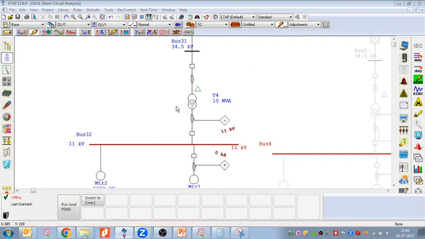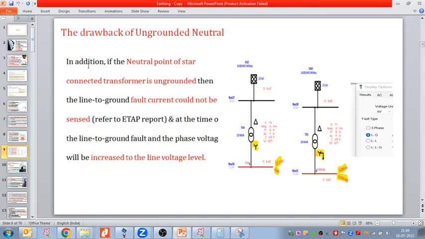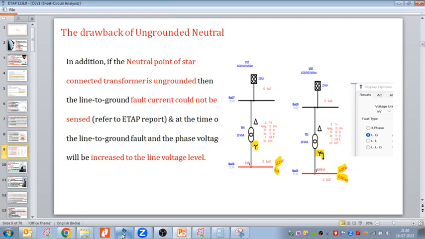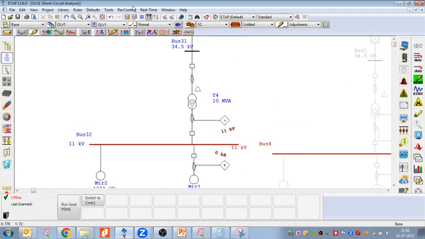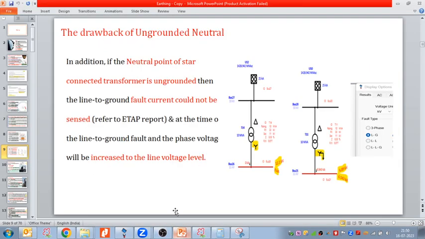So this is the drawback if your neutral is ungrounded. The same exercise we have listed over here. In addition, if the neutral point of a star connected transformer is ungrounded, then the line to ground fault current could not be sensed, because it is not flowing. This is one reason it could not be sensed. Let me complete now, guys.